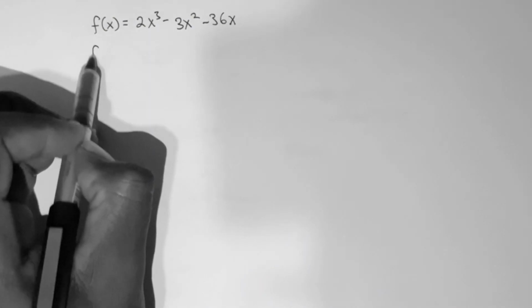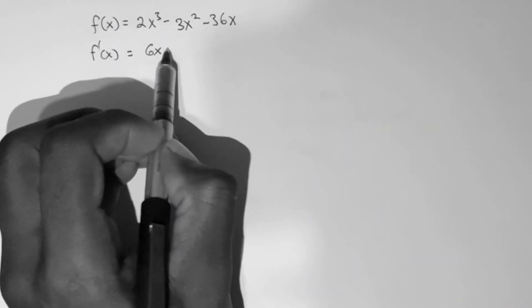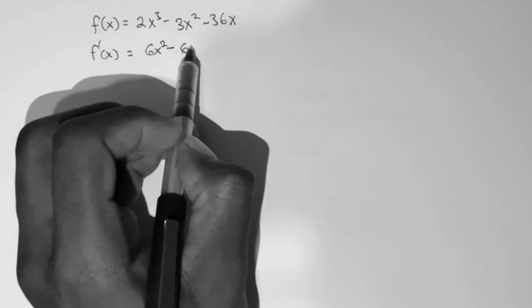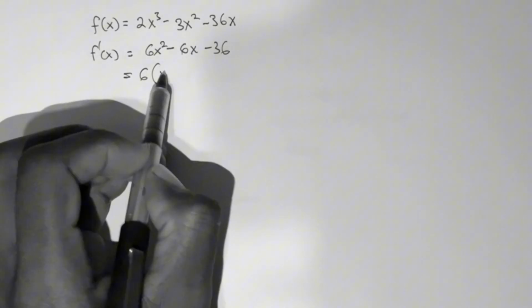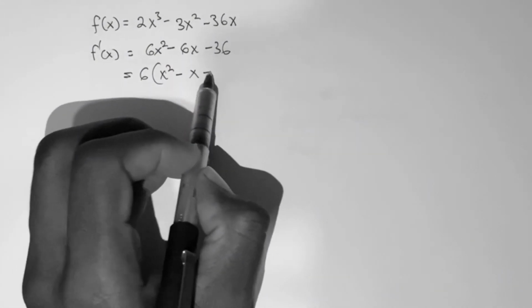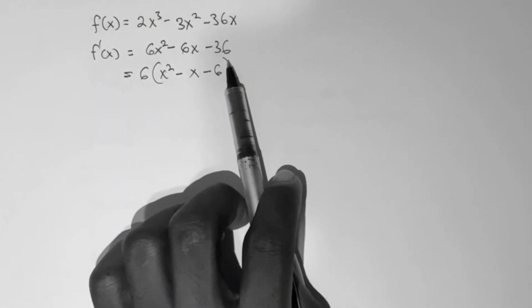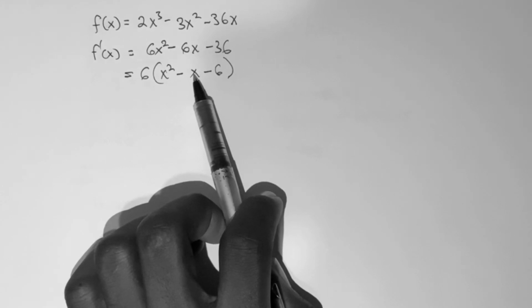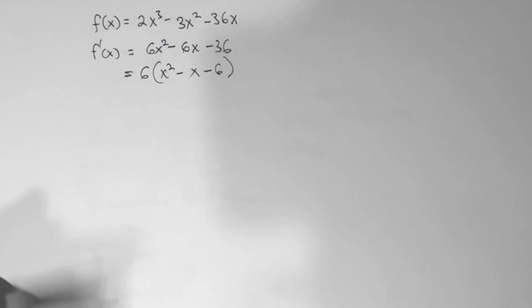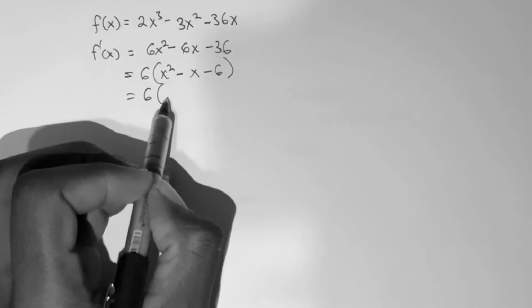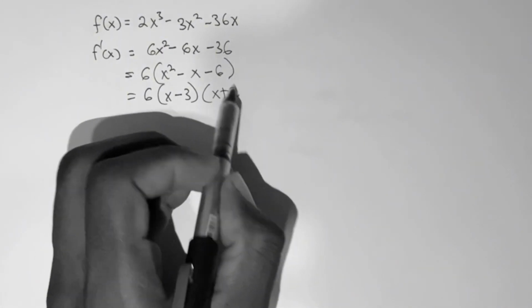So now, let's find f prime of x. That is equal to 6x squared minus 6x minus 36. So let's factorize 6 out. We are left with x squared minus x minus 6. So we need to look for two values that when you multiply, you get minus 6, but when you add, you get minus 1. So minus 3 times 2 is minus 6, but minus 3 plus 2 is minus 1. And therefore, this becomes 6 into bracket x minus 3, and then times x plus 2.